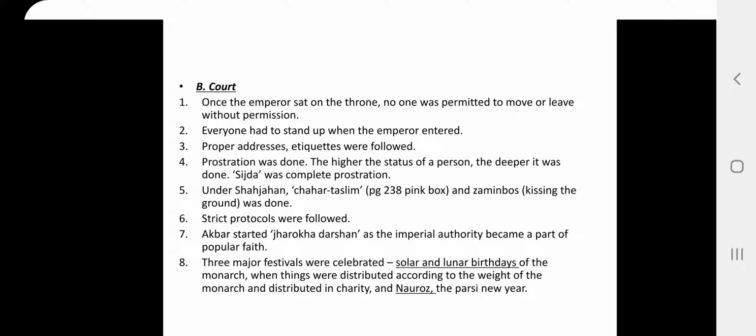In the last class we had a look at the subtopic court, and here we already saw the various kinds of etiquettes that were followed and the new ways of showing respect that were started during the times of a few different kings.